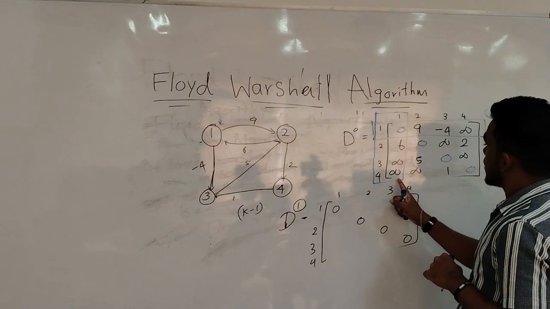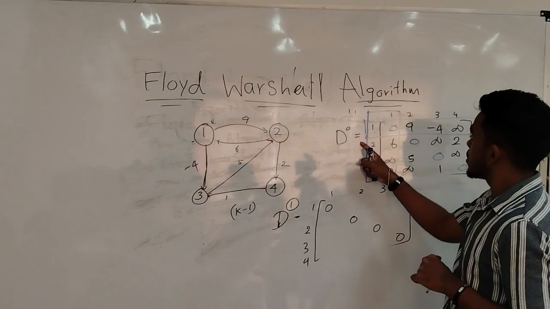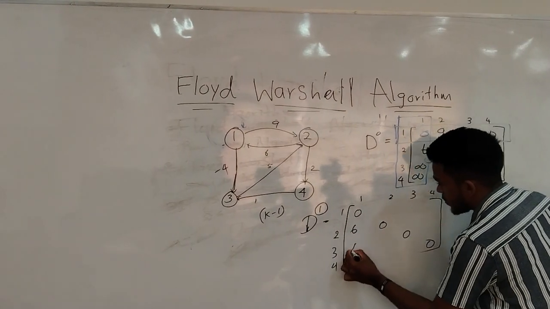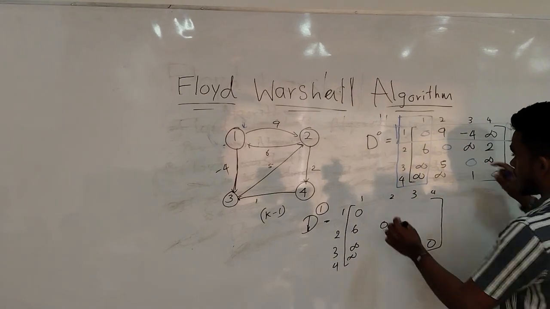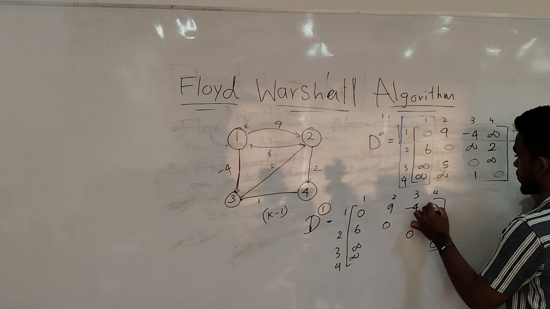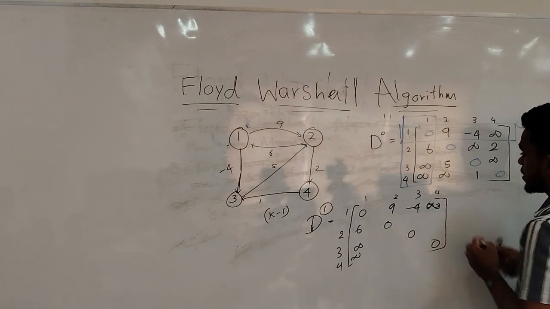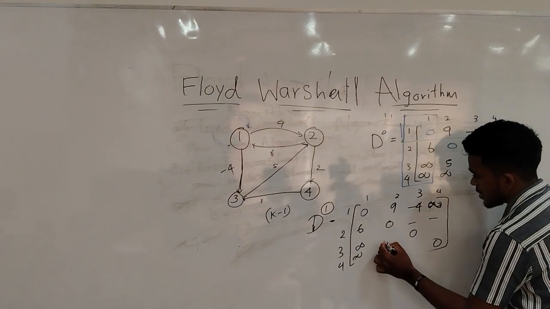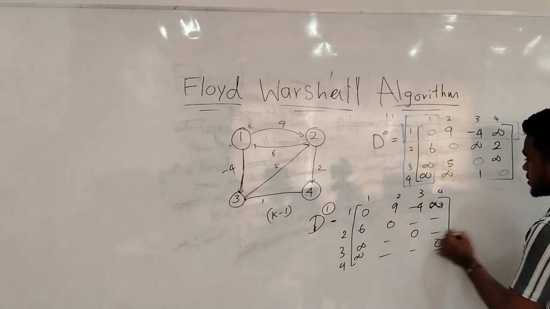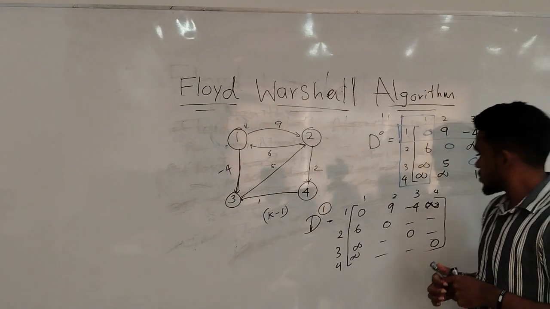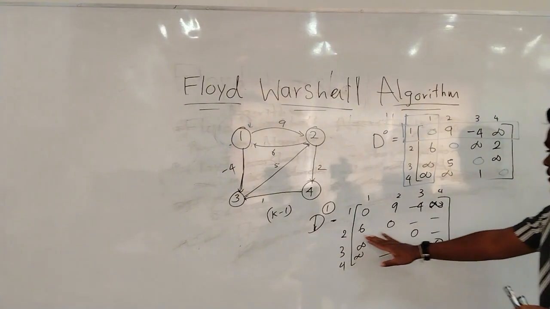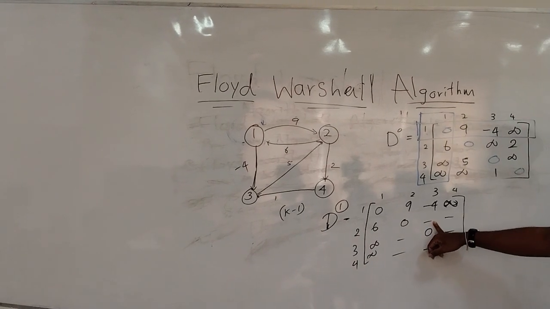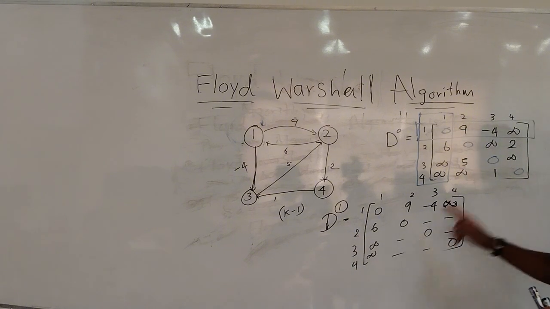Then we fill the corresponding row and column of vertex 1. So 0, then 6, then infinity, then infinity, then 9 minus 4, infinity, infinity. Then we have to fill the other parts. How can we fill them? We are going to find the path from 2 to 3.